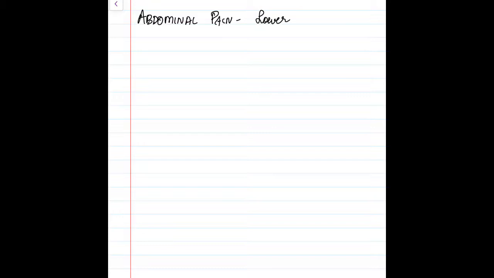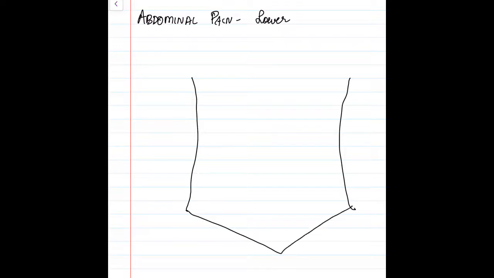Hey there, we're going to talk about abdominal pain today, and we're going to talk about the lower abdominal pain. I am going to draw the abdominal quadrants again. This time we're going to have two diagrams for abdominal quadrants.